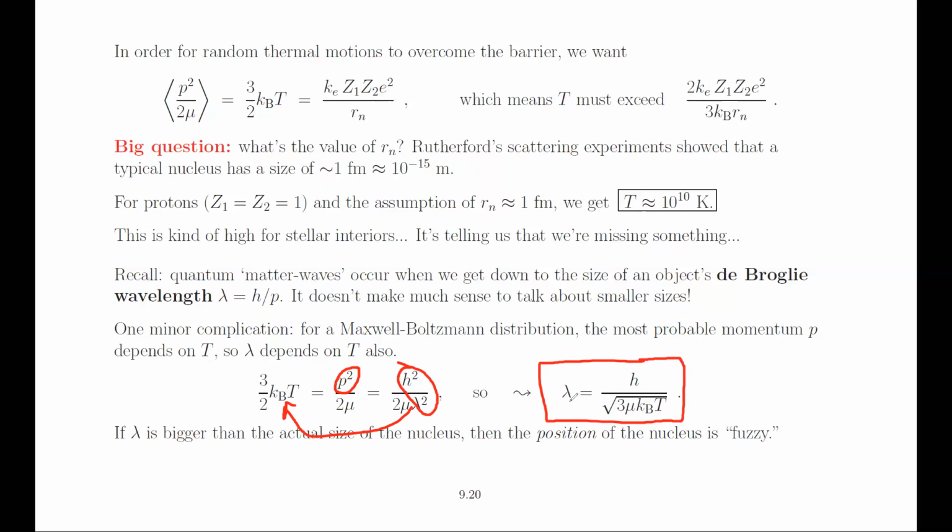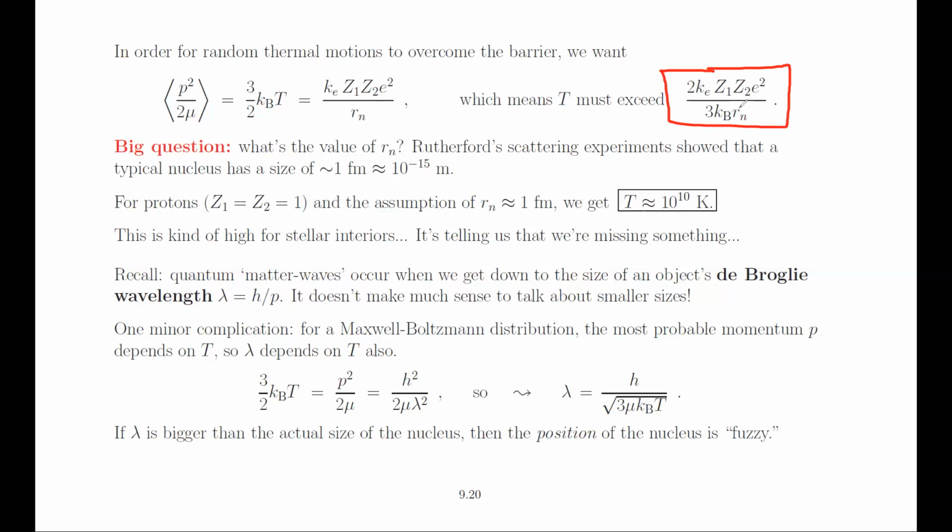And it makes sense that the de Broglie wavelength depends on the temperature. A higher temperature gas is going to have a higher average momentum, and of course that'll be a different de Broglie wavelength. So it complicates the math a little bit, because here we were just solving for temperature in terms of things that we know. Now the thing that we're going to have to plug in there is a function of the temperature. The reason we're doing this, of course, is that if the de Broglie wavelength is bigger than the actual size of the nucleus, then the position of the nucleus is fuzzy or uncertain from Heisenberg's principle, and that's the number we should be using. All right.